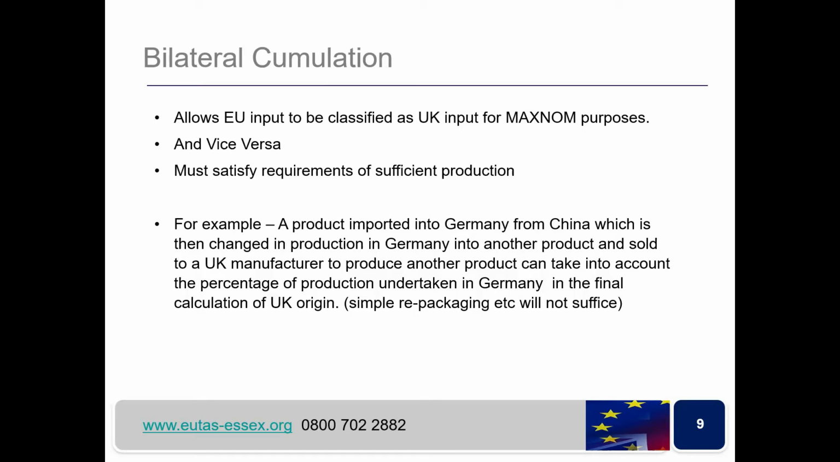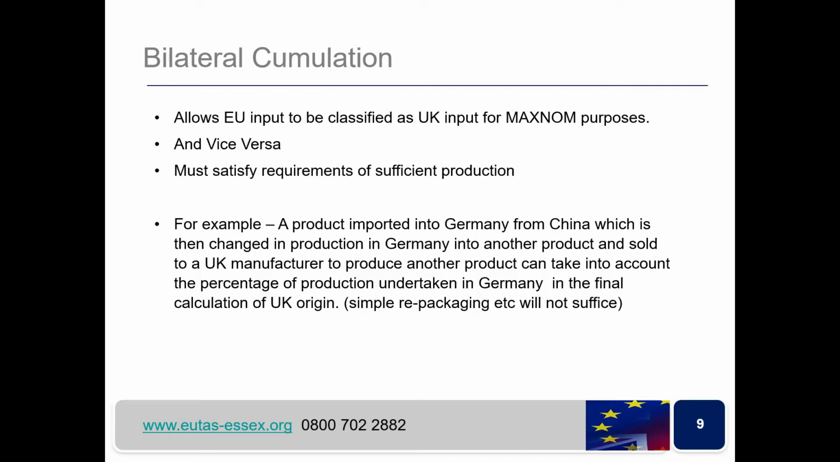And I've given an example there of a product being imported into Germany from China, which is then changed in production in Germany sufficiently to meet its Maxnom levels. So you've then got a completely new product, which is German originating. Then that's sent to a UK manufacturer who produces a third product, and it can apply then the German input and the UK input as UK origin. So it becomes UK origin in the final stage.